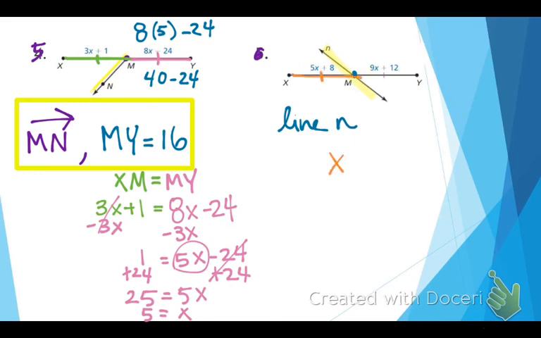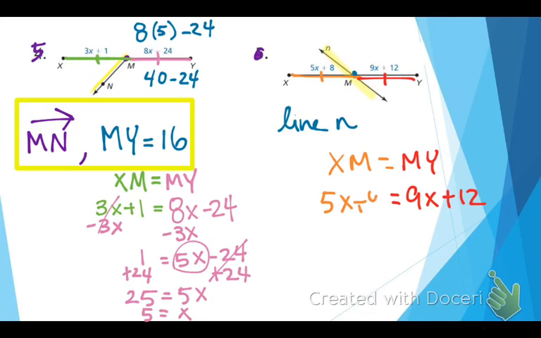Then we're going to do the same thing. Because the length of XM is equal to the length of MY, we're going to plug in. So we've got 5x plus 8 equals 9x plus 12. So what's the smaller x here? 5x. So we're going to subtract it to move it to the right side. What's 9x minus 5x? 4x.